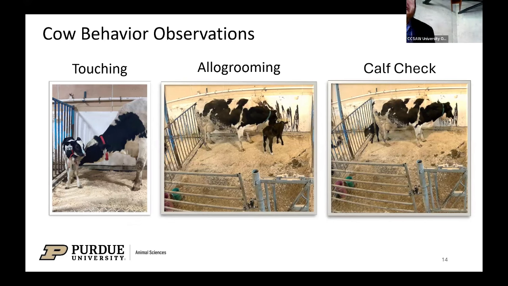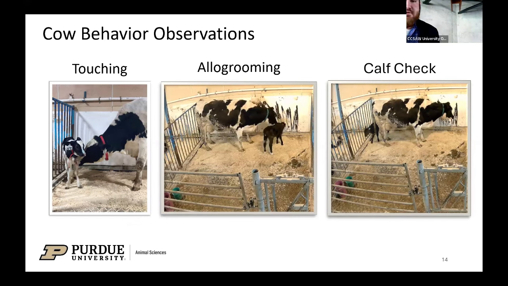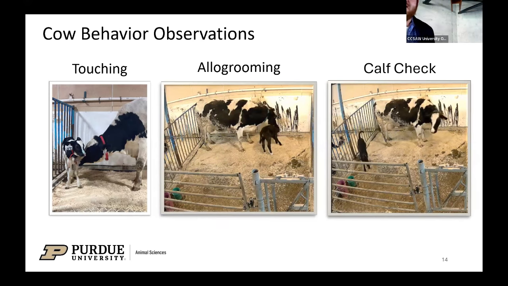Some cow behavior observations we took were touching the calf, where the cow's nose was in contact with the calf. We also looked at allogrooming, where the cow's tongue was in contact with the calf. And calf checks, which we are trademarking this term. This is where the cow would reorient herself either by craning her neck 90 degrees or take a few small steps in order to better observe that calf and check on it.